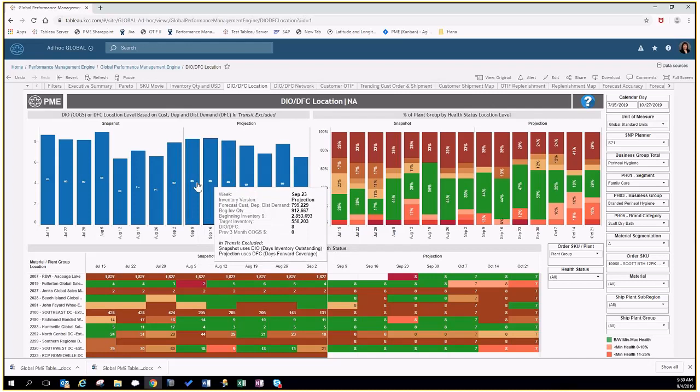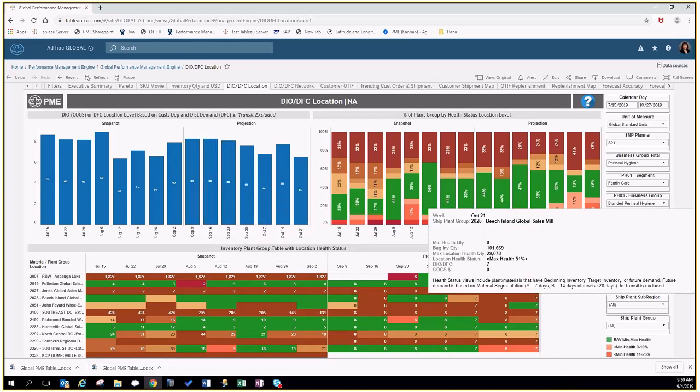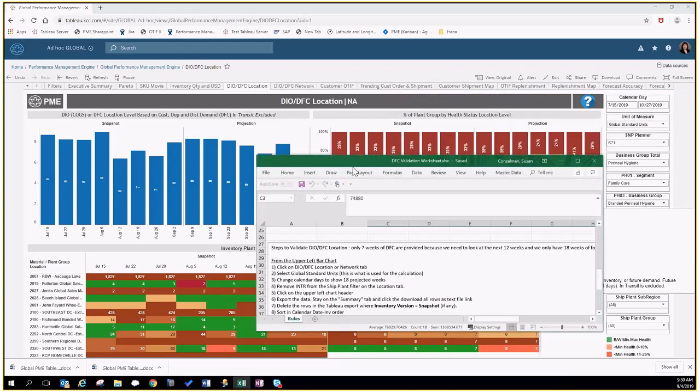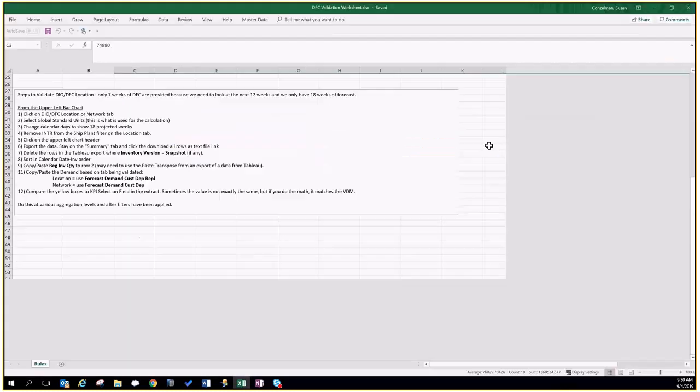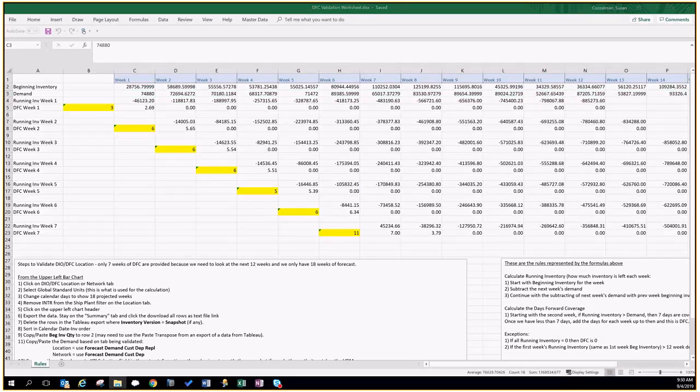So the way that DFC is calculated is, and I just want to show this to you. This is the Excel file that I saved to the temporary temp directory, the one that I created yesterday. So I saved this out there so you can copy it over from there. But these are the rules that are represented by it.